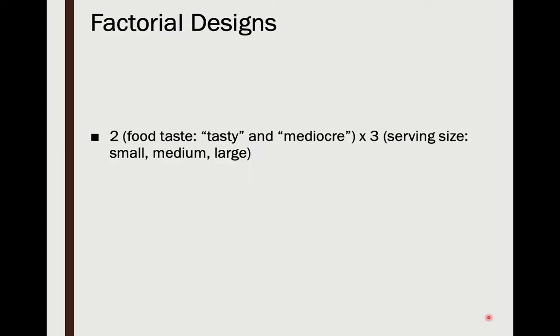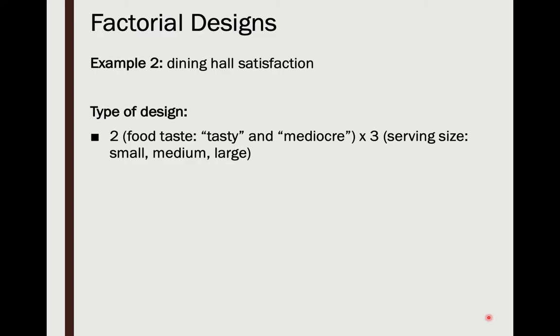So let's go through our steps again. There we go. I don't know why those animations are wrong. So type of design. We have a 2 by 3. 2 by 3 means we still have 2 independent variables because we have 1 and 2. 2 because tasty and mediocre. By 3 because we have 3 possible serving sizes, small, medium, and large.